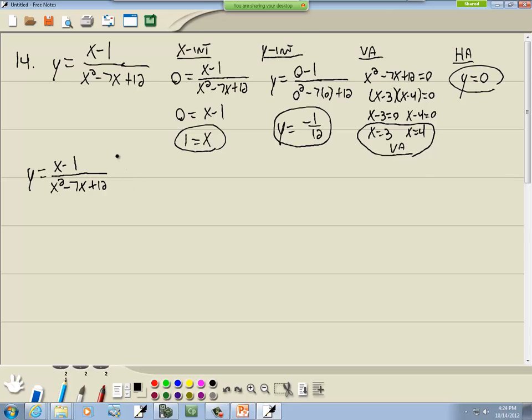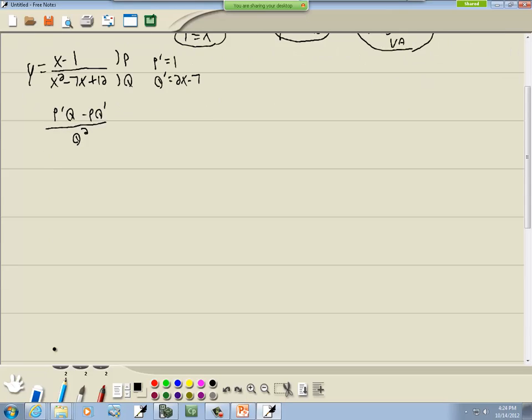So I use the quotient rule again. This will be P and this will be Q. P prime will be 1. Q prime will be 2x minus 7. So we have P prime Q minus P Q prime over Q squared. This one actually comes out very interesting. And we'll set aside this for our graph.